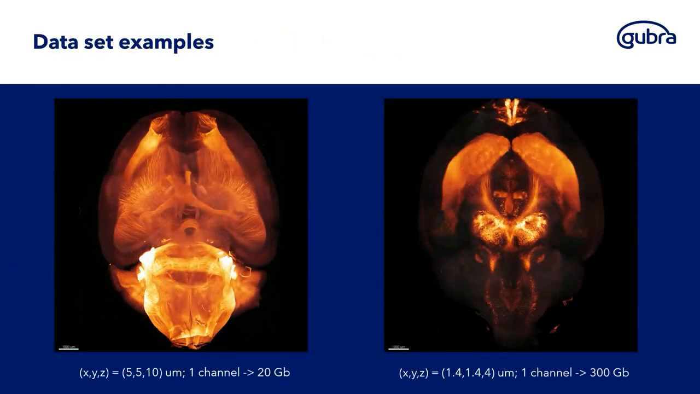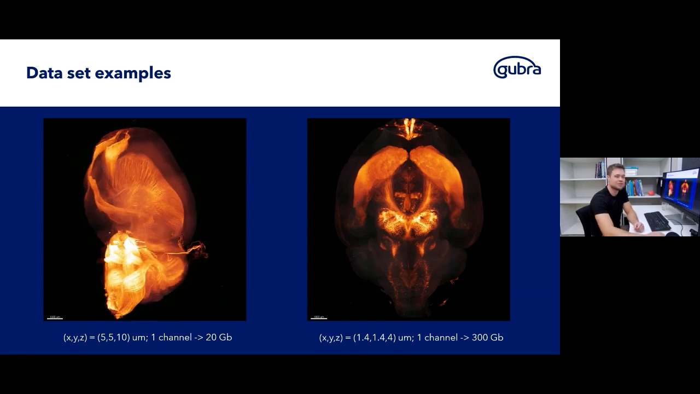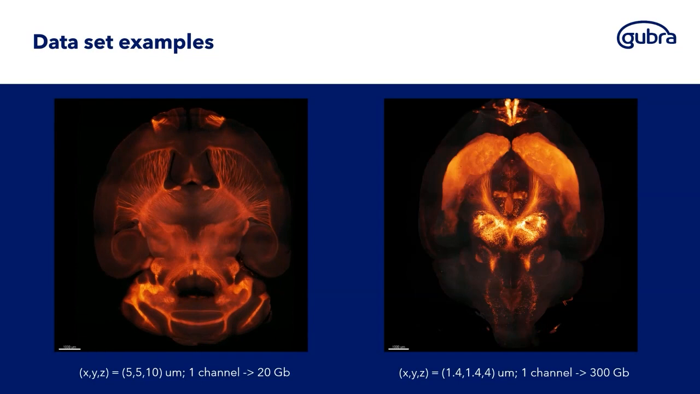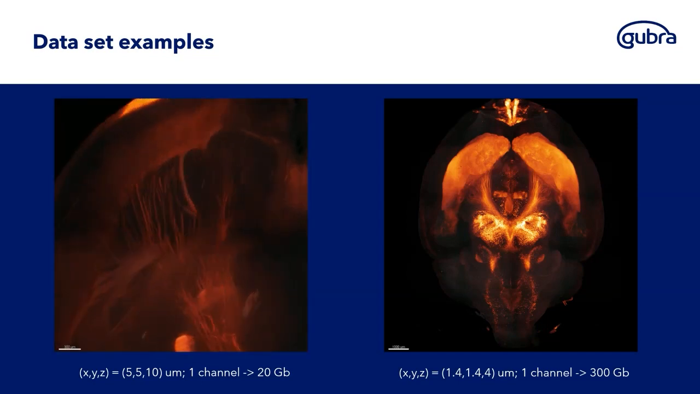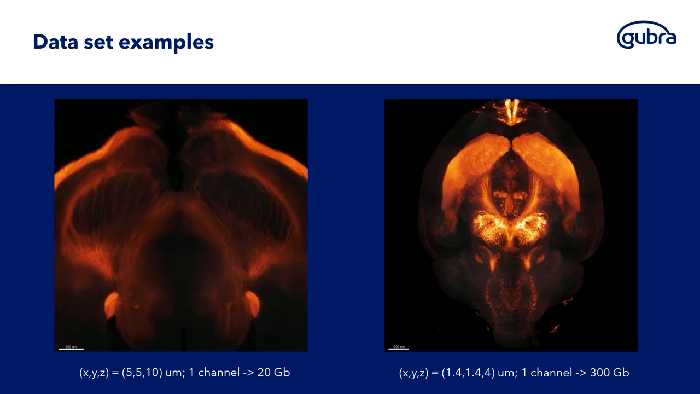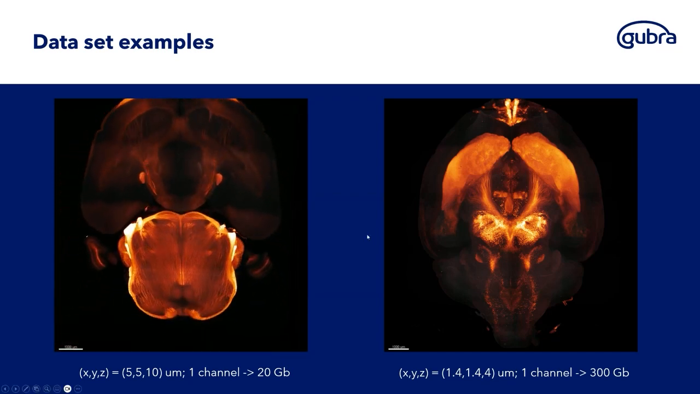On the next slide here, I want to give you an idea about the size of the datasets that we work with. To the left, you see a mouse brain. This mouse brain has been stained for neurofilament. It's a marker for the white matter tracts in the brain. This image was acquired in 5 micrometer resolution in the XY plane, and with 10 micrometer step size between the images. A one-channel recording of this would be around 20 gigabytes of data.